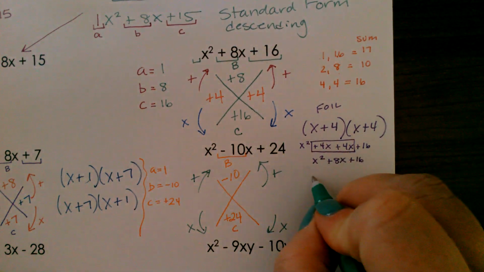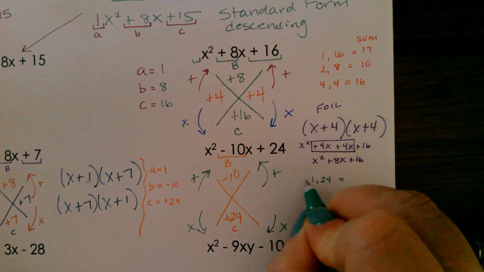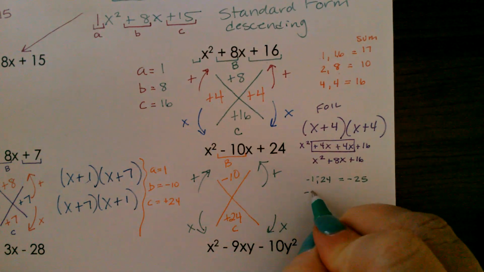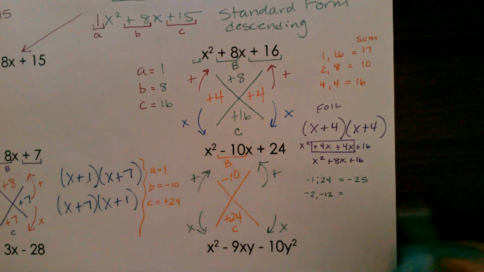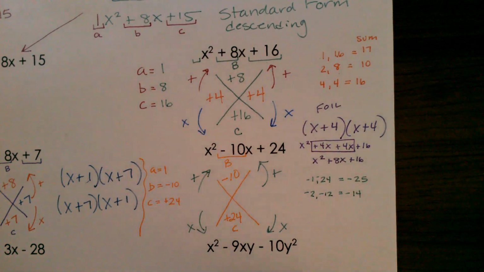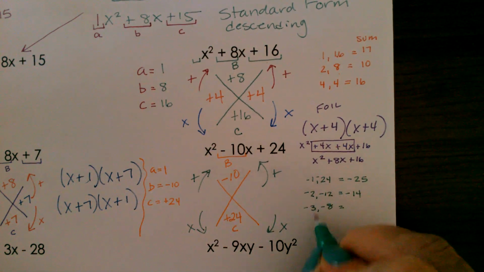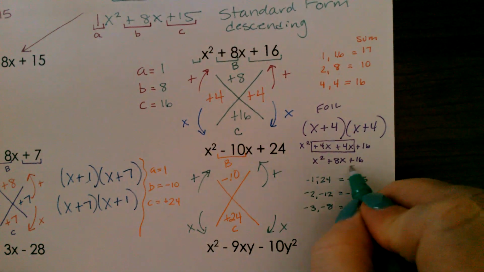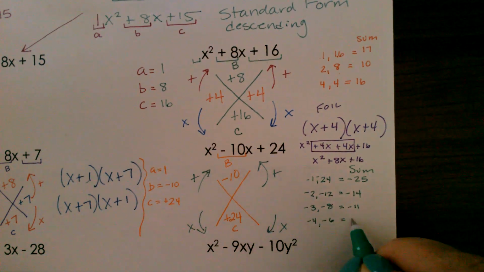Well, if you want, let's run through our factors. 1 times 24, but if I add, they would have to be negative. I would get negative 25. Ooh, that won't work. Negative 2 times negative 12 gets me positive 24, but when I add, I get negative 14. Negative 3 times negative 8 is positive 24, but I'm at negative 11 for my sum. Negative 4 times negative 6. Oh, well, there it is.